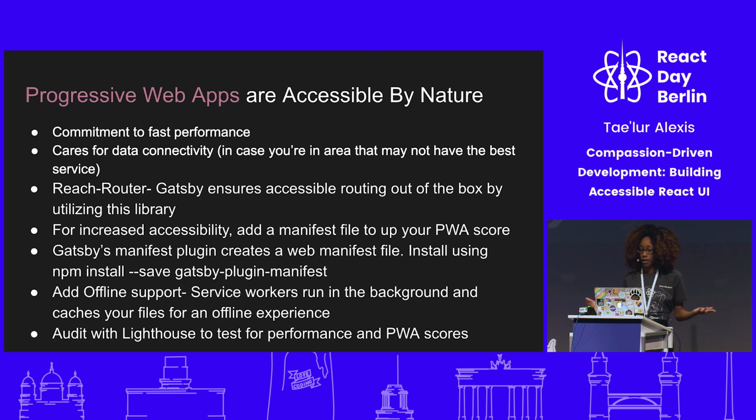PWAs, progressive web apps, are basically websites that are built with speed and network capabilities in mind. One way to make your PWA more accessible is to add offline support, like service workers that run in the background and cache your files for an offline experience, so your users can use it offline. For a lot of us around the world, network performance may be on the lower side, so being able to still navigate and access your web pages when we are offline or without a data connection is really important.